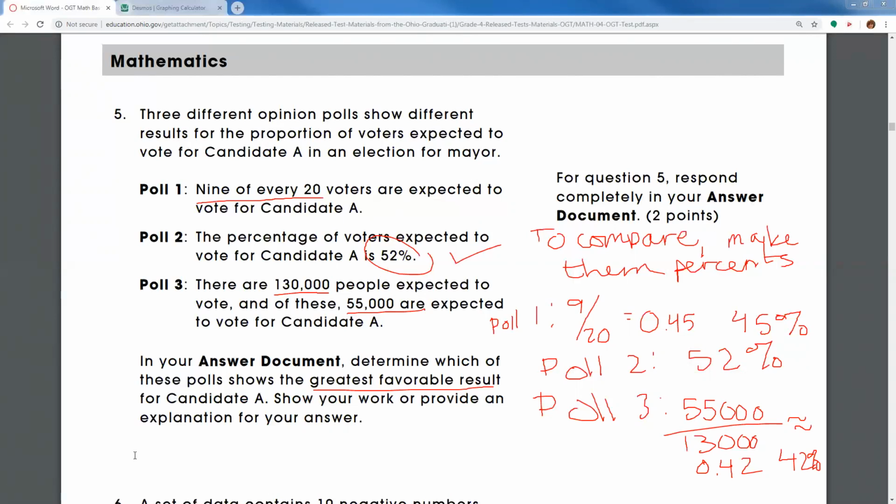And I would actually write a sentence. Put, I feel that poll 2 would be the greatest favorable result for candidate A. And that would be a great sentence. They're not going to care about your spelling, so if you mess up spelling, that's fine.